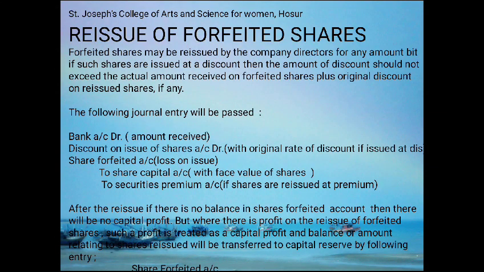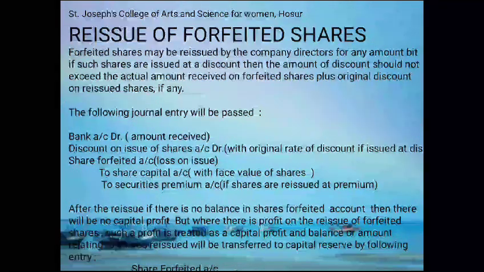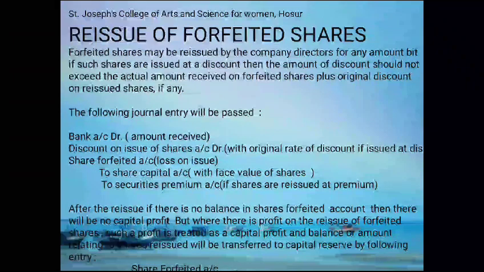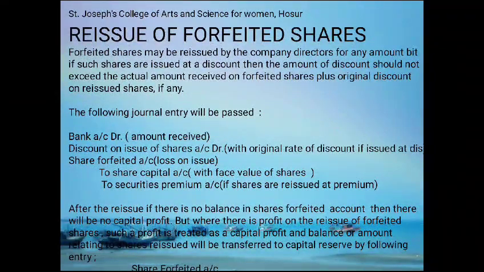Reissue of the forfeited shares. Forfeited shares may be reissued by the company by the board of directors. If the shares are reissued at a discount, the discount should not exceed the actual amount received on the forfeited shares plus the original discount. The accounting treatment: bank account debit, discount on issue of shares account debit, shares forfeiture account debit, to share capital account, to security premium account.